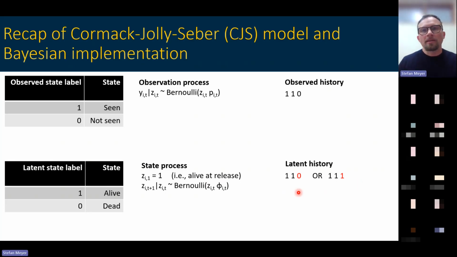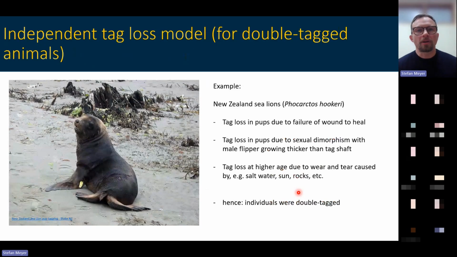So this would be the CJS model that can be used for estimating survival and implemented in a state space modeling framework. And now I want to use this to develop a model to estimate tag loss. In this case, or in this presentation here, only dealing with independent tag loss and for double-tagged animals. And I'm going to define this a bit more clearly in the upcoming slides.